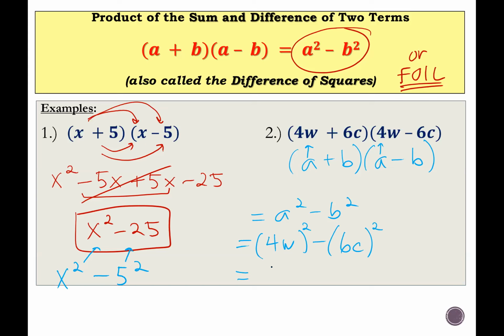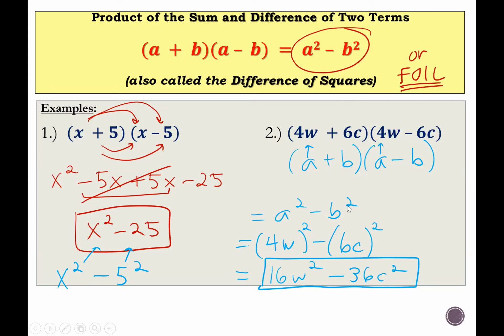4w times 4w is 16w squared. That would have been the first term in my FOIL process. And then 6c times 6c is 36c squared. That would have been the last term in my FOIL process. And the outer and inner terms would have canceled. It would have been minus 24wc plus 24wc. So feel free to FOIL and just verify for yourself that those outer and inner terms would cancel.